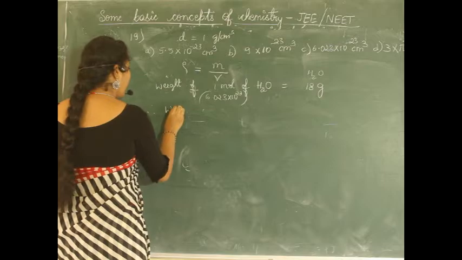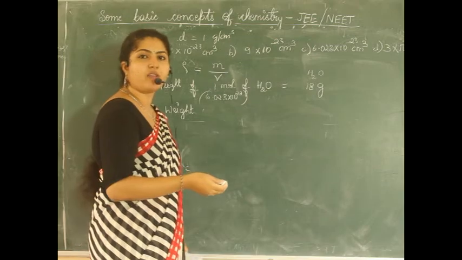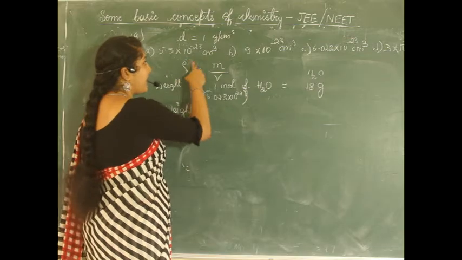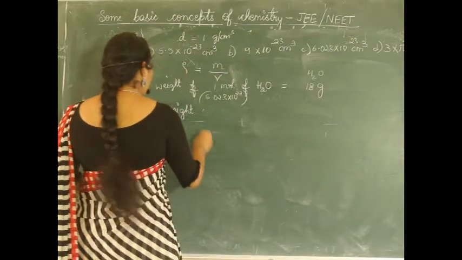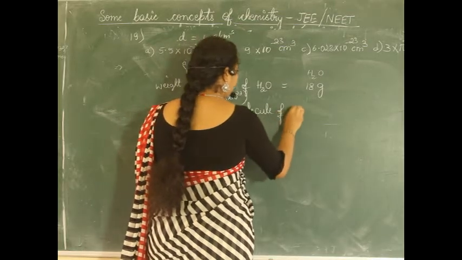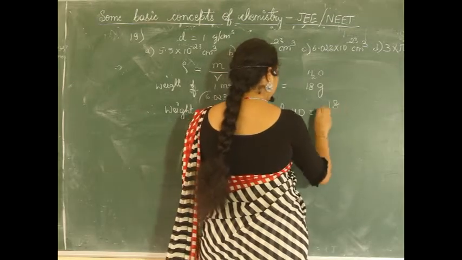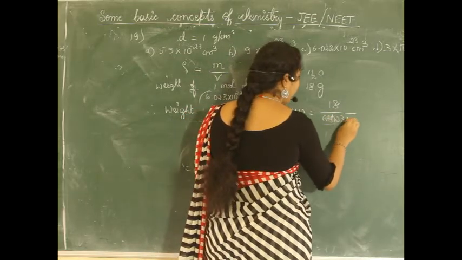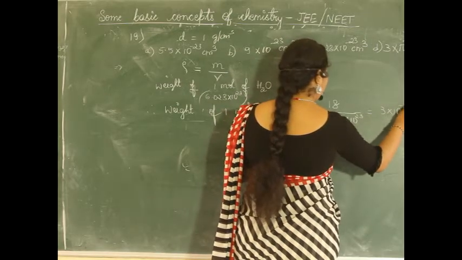Therefore, first we shall find the weight, that means mass, and then we can go for volume. If you know the mass, then you can substitute here. You already know the density as 1. Then we can find out the volume of 1 molecule of water. The weight of 1 molecule of water will be molar mass by Avogadro's number, that is 6.023 into 10 to the power 23. It comes out to be 3 into 10 to the power minus 23 gram.